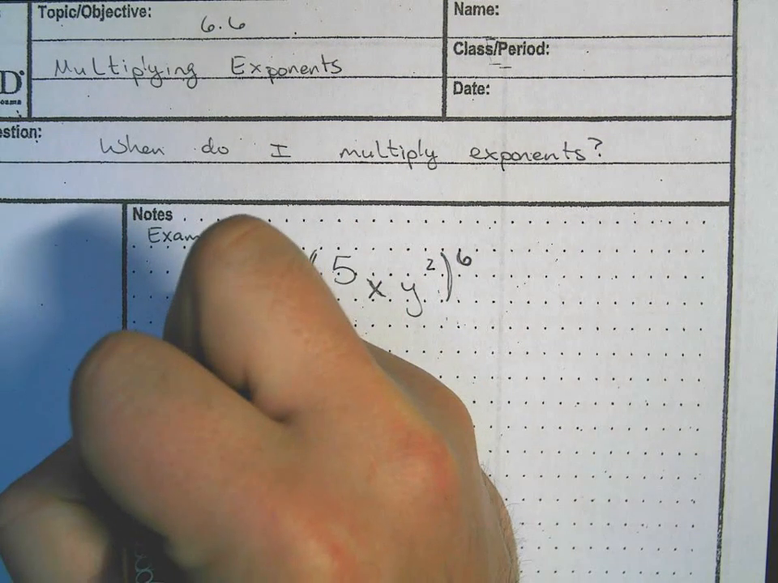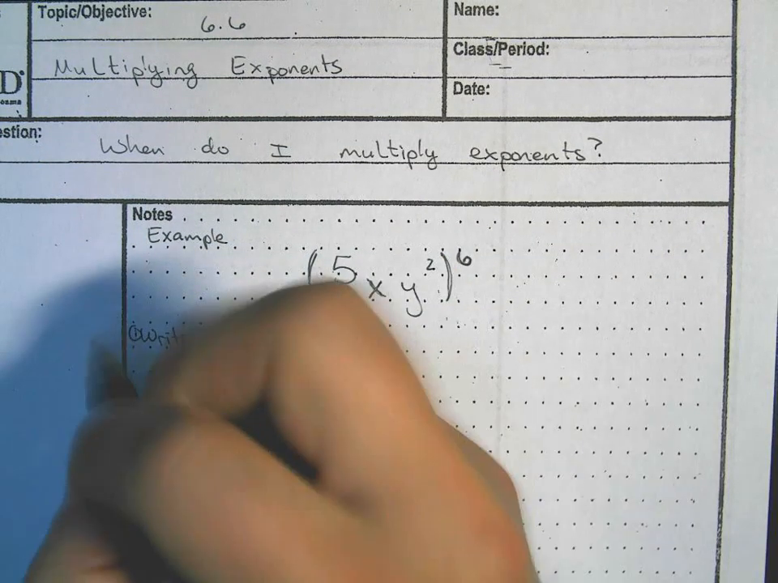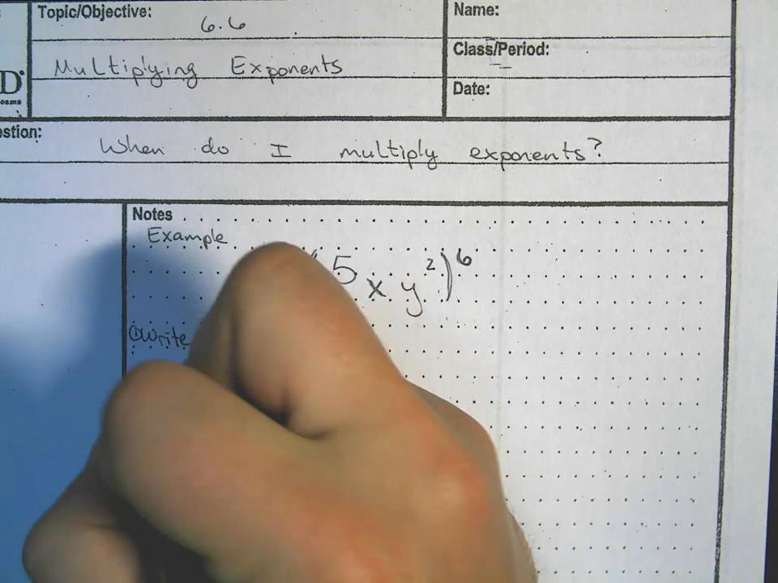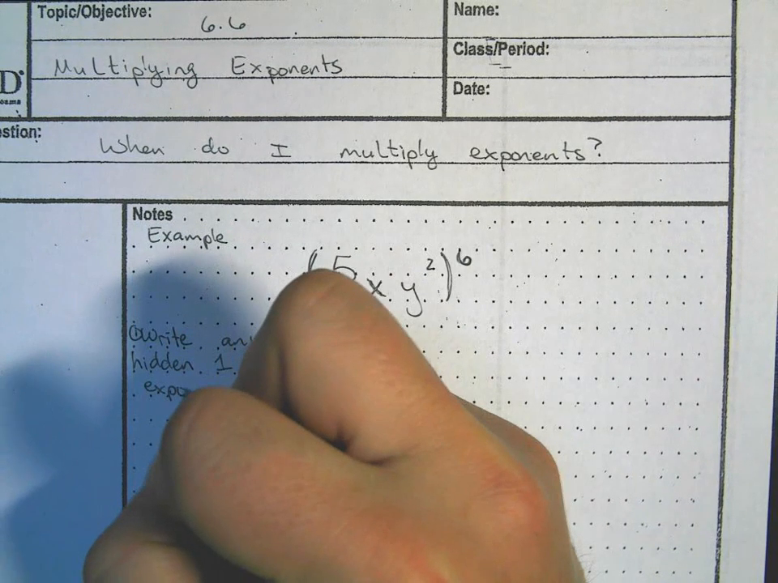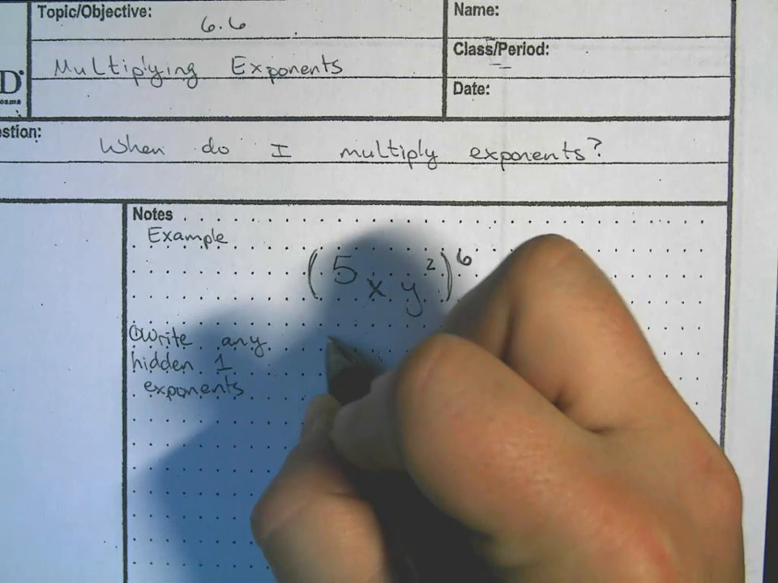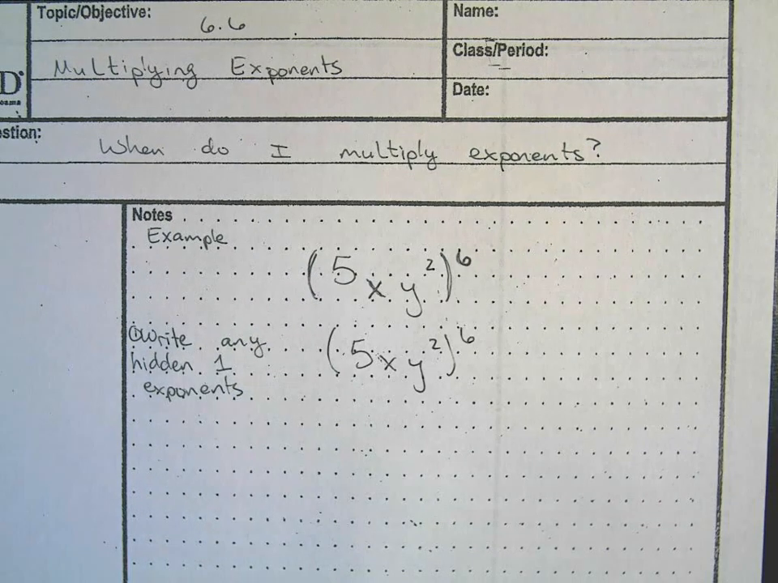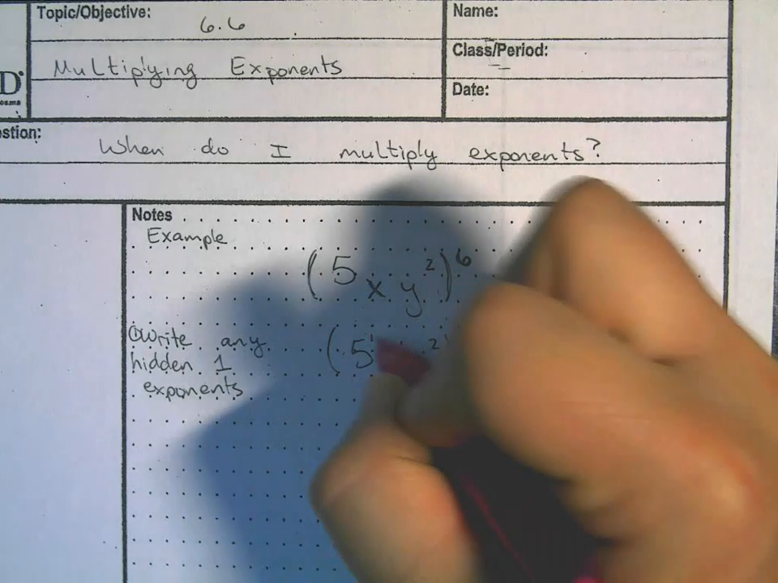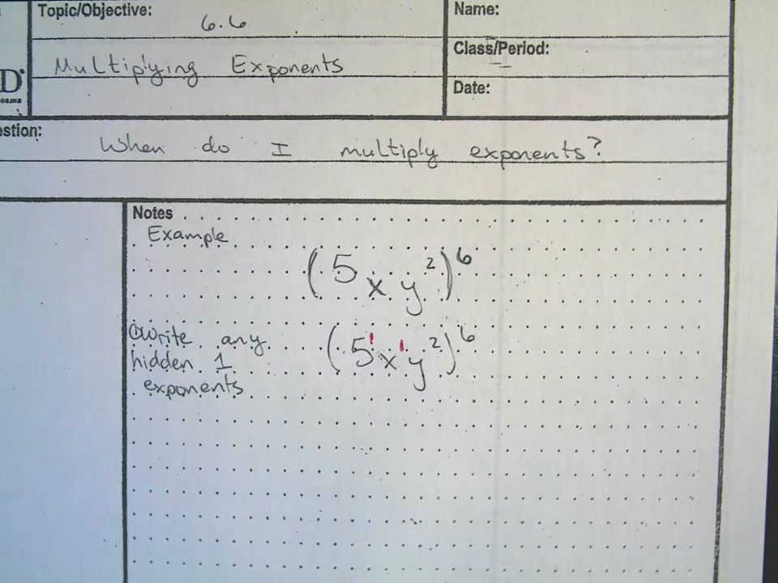So the first thing I'll do is write any hidden one exponents. So I have 5xy squared to the 6th. My hidden one exponents are on the 5 and on the x. If it does not have an exponent, it gets a hidden one. So let's write those in.